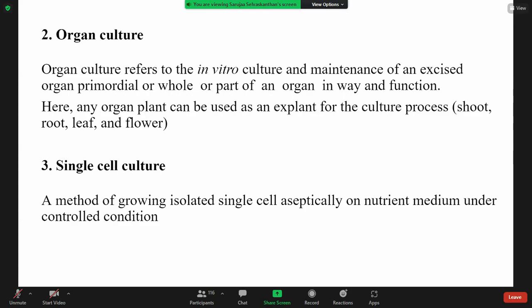Single cell culture is a method of growing an isolated single cell aseptically on a nutrient medium under controlled conditions. That is single cell culture.